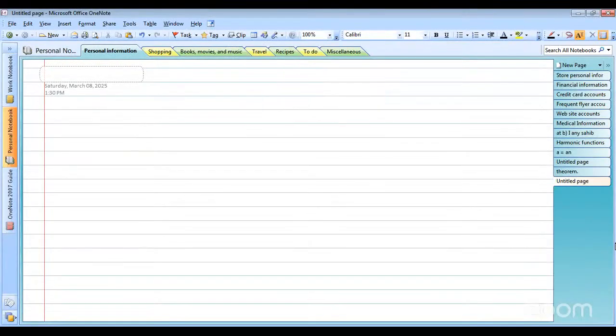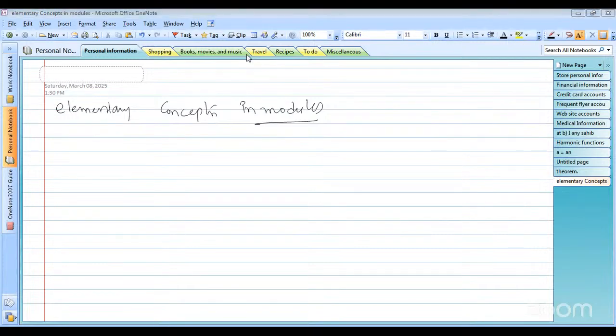In commutative algebra, we can start with elementary concepts of modules. Elementary concepts in modules: introduction, definition, examples, submodules, and quotient modules we are learning here.